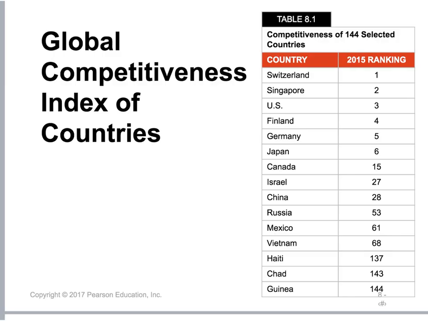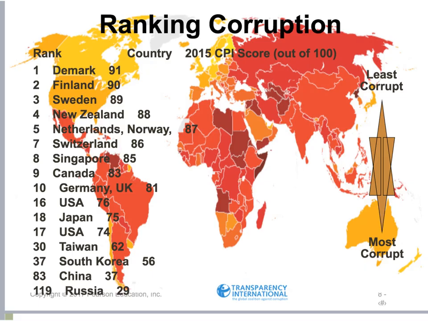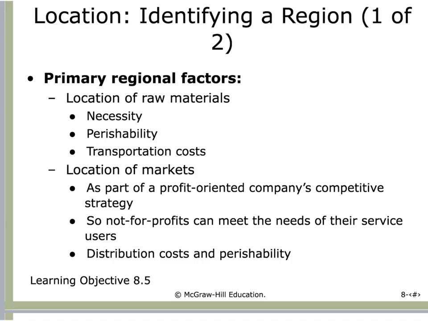So in terms of the most attractive countries for operating globally, it's Switzerland, Singapore, US, Finland, Germany, Japan, and so on at the top. In terms of corruption, the least corrupt is Denmark. The USA is number 16 on the list, and Russia is actually considered one of the most corrupt, scoring 29 out of 100 points.